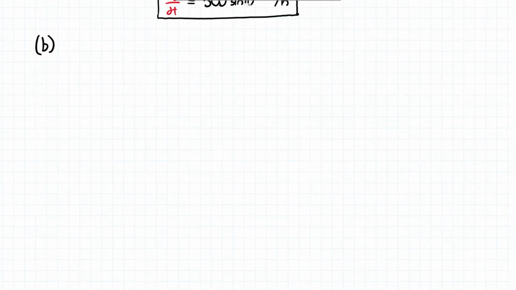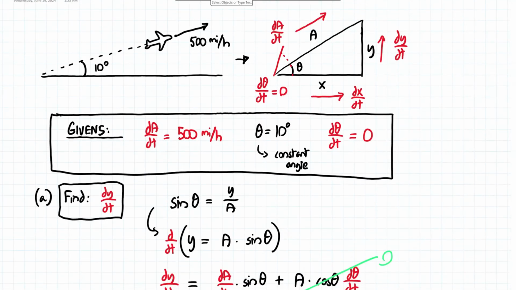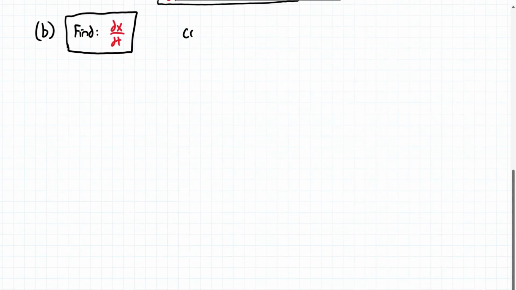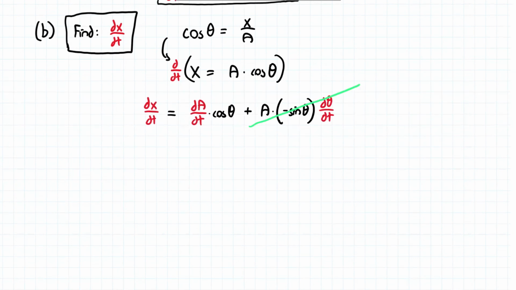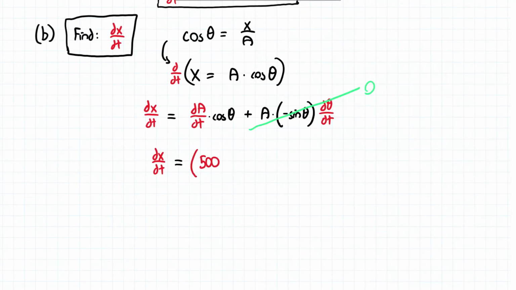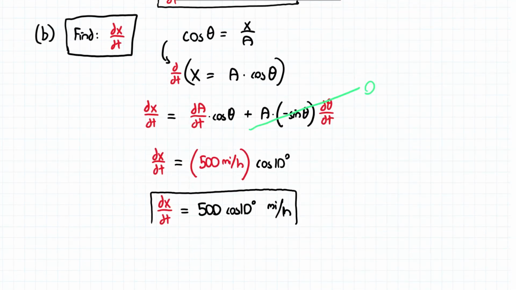Part B of this problem asks us to solve for the horizontal speed of the airplane, or dx over dt. Based on the right triangle we drew at the beginning, we know that cosine can relate the horizontal distance of the airplane with its overall motion. So we set up the cosine function and solve for x so that we can derive explicitly again. While we derive, we use the product rule once again and the chain rule, and plugging in our givens simplifies the expression for us since d theta over dt is still zero. All that's left is to isolate and solve for dx over dt, which we also leave as an exact answer in terms of cosine 10 degrees and include our units.